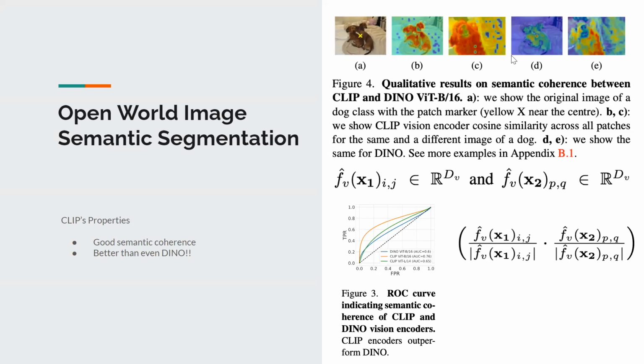You can see this CLIP. It groups very well. DINO is another very famous vision model that's self-supervised. You can think of it like a self-supervised ViT. ViT is supervised, DINO is self-supervised. They're supposed to be very good for clustering pixels, and they're not even as good as CLIP in terms of this semantic coherence property.